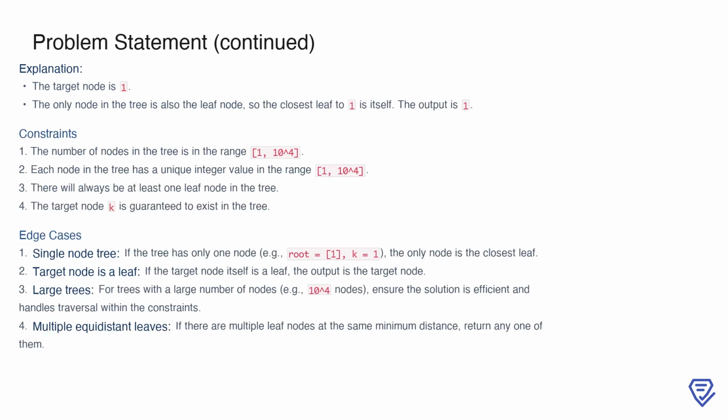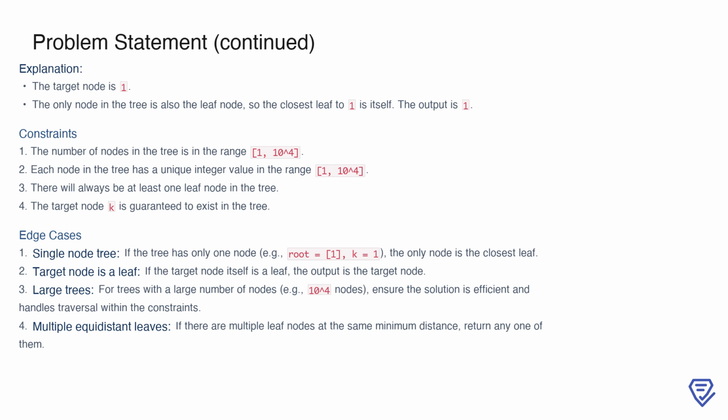Finally, let's summarize the constraints and edge cases for this problem. The number of nodes in the tree can range from 1 to 10,000, and each node has a unique integer value between 1 and 10,000. There is always at least one leaf node in the tree, and the target node k is guaranteed to exist.